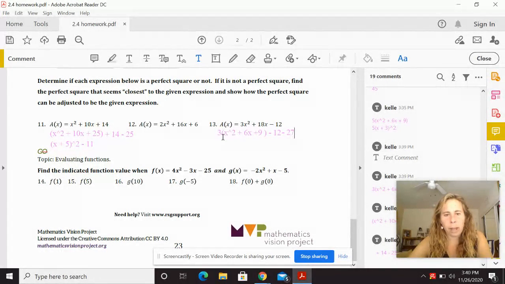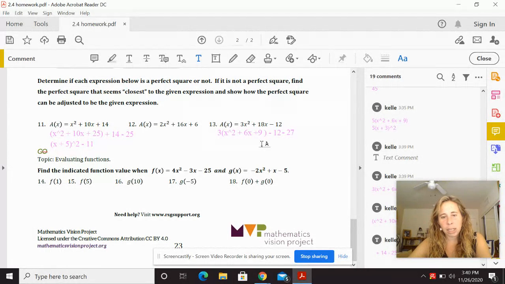I put my negative 12 on the outside. I was just dealing with the x squared, 3x squared plus 18x. I factored out a 3, which is how I got x squared plus 6x. And then I just completed the square inside my parentheses, so I'm ignoring everything out here. I did 6, divided that by 2, which is 3, and then squared that, which is 9. Why am I subtracting 27 out here?